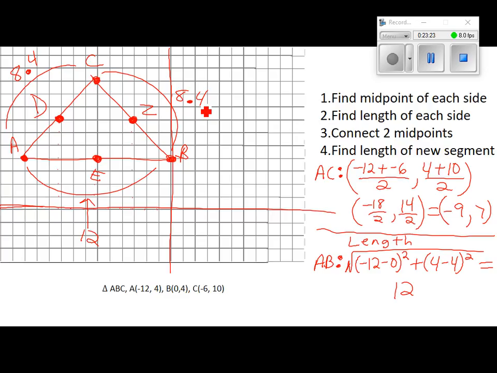Once we know that, next thing I want you to do, I want you to connect two of the midpoints. So pick me two of the midpoints that we found. Z and E. Z and E, so we're going to connect them. So draw this little segment.